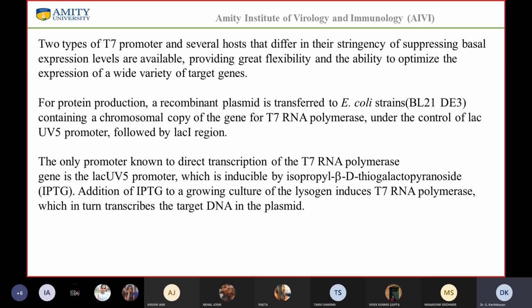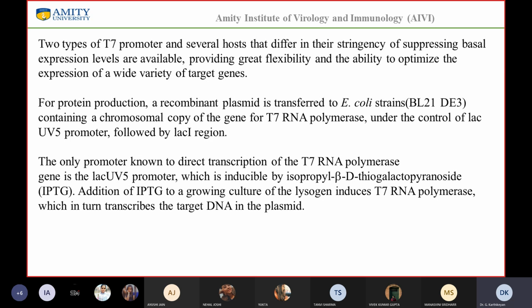And you also have, just as I said, BL21DE3, a series of hosts which we will see today, which differ in the stringency of suppressing basal expression levels. So it essentially provides a lot of flexibility and the ability to optimize the expression of different kinds of genes under different conditions.